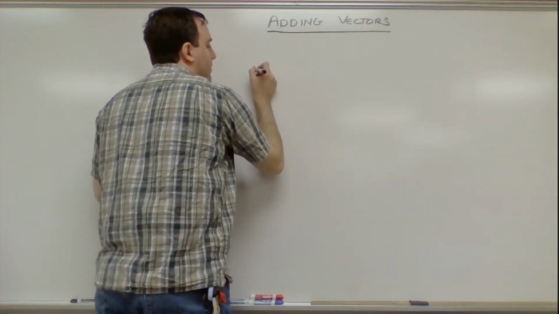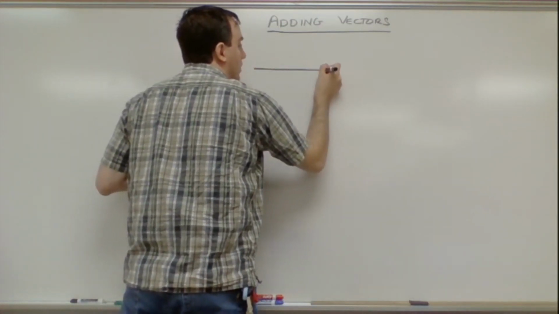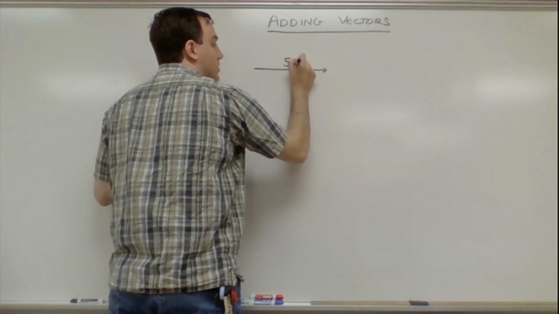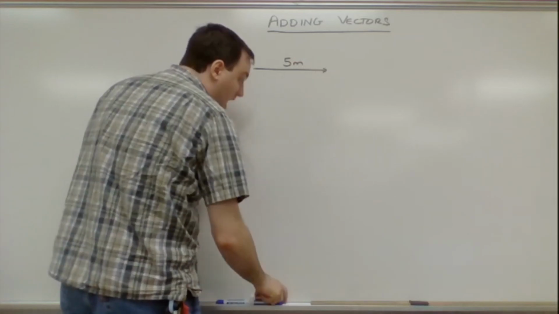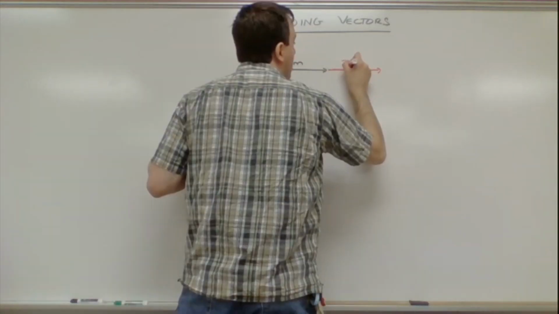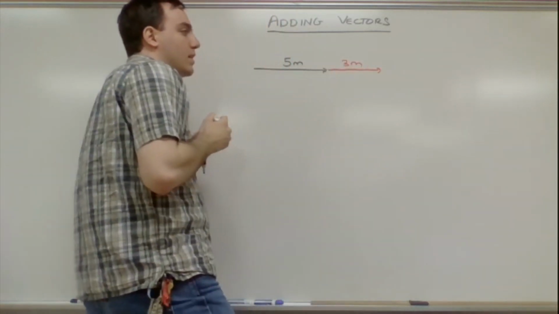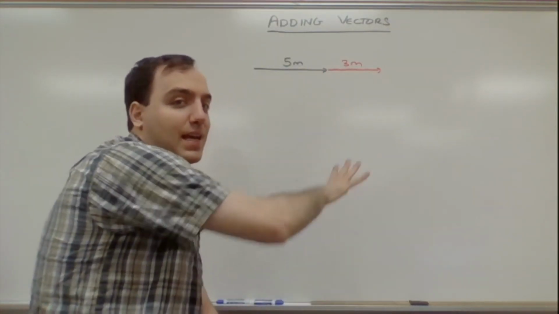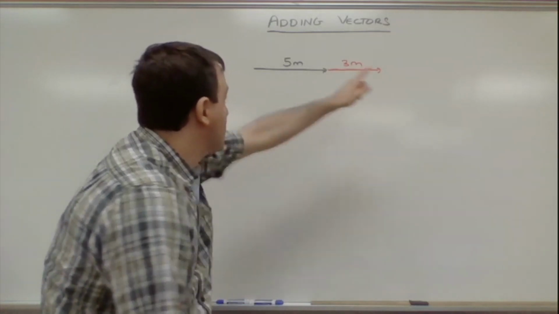So let's say we have this vector, which is 5 meters to the right, and we'll add on top of it this vector, which is 3 meters to the right. Now, you can look at this and go, okay, this is 8. That's not a problem. 5 plus 3 is 8.